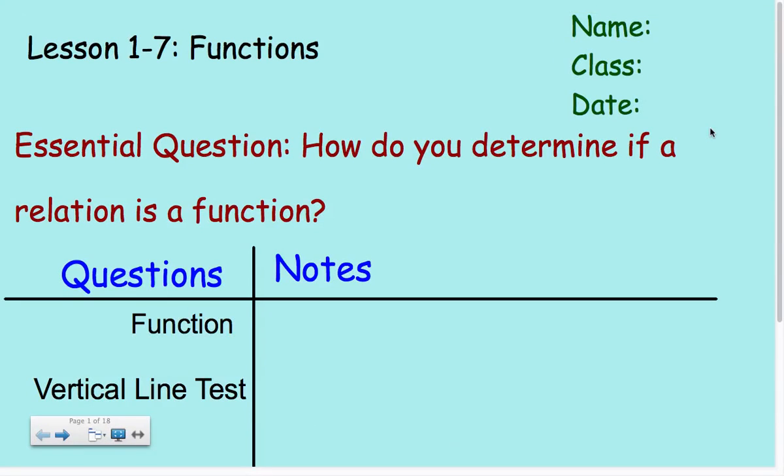Lesson 1-7 Functions. This is day 1 of a 2-day lesson on functions. The essential question for this lesson is, how do you determine if a relation is a function?